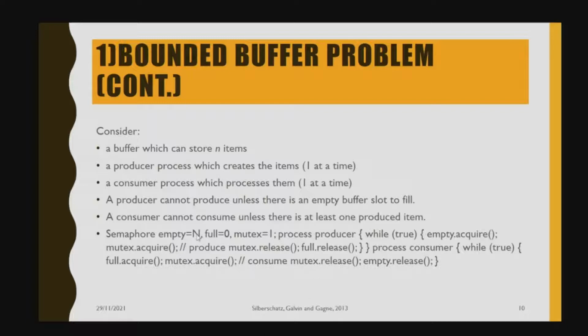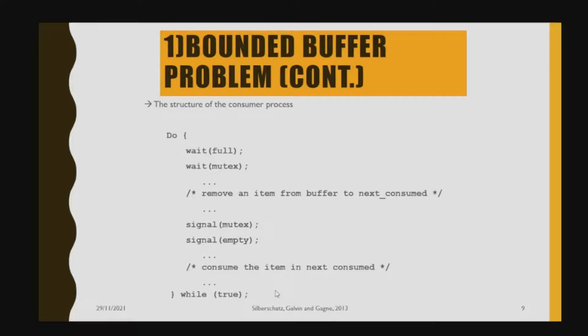So these are the logic. Semaphore empty equal to n, full equal to 0, mutex equal to 1, and then the process at the producer part, while true: empty acquire, mutex acquire. This one refers back to this assumption.